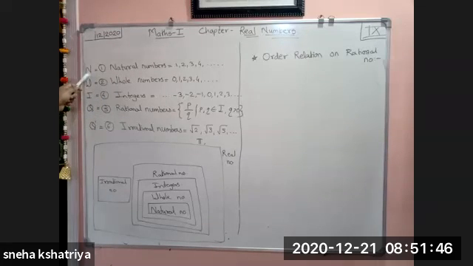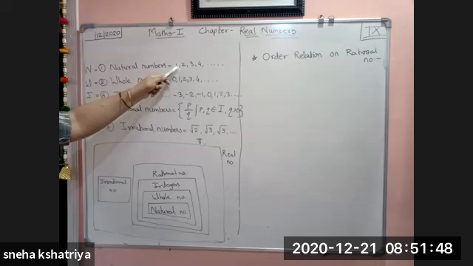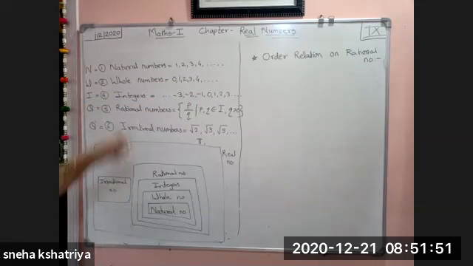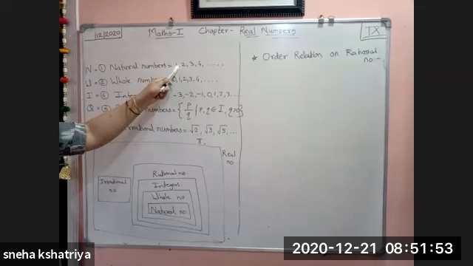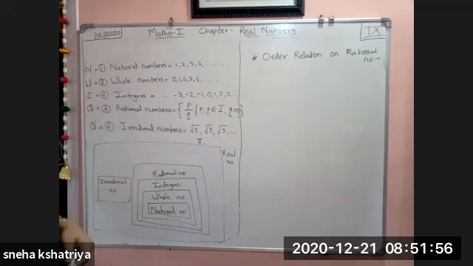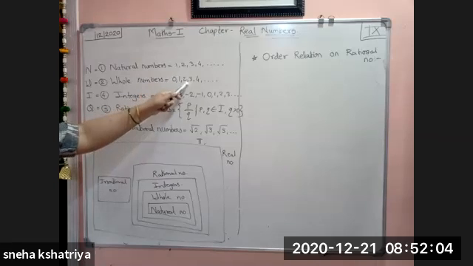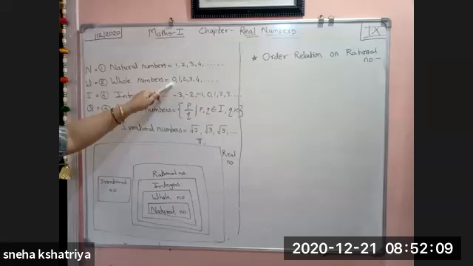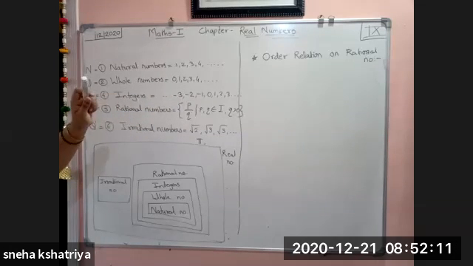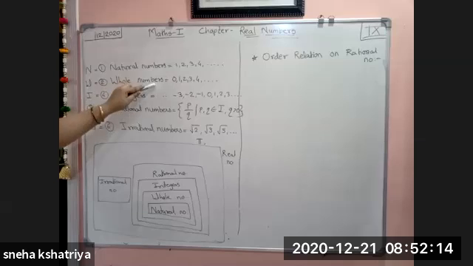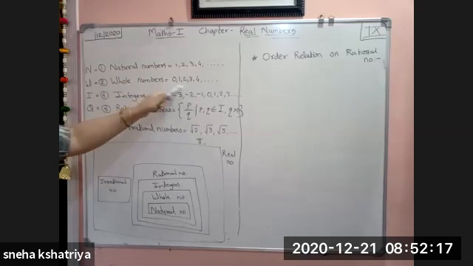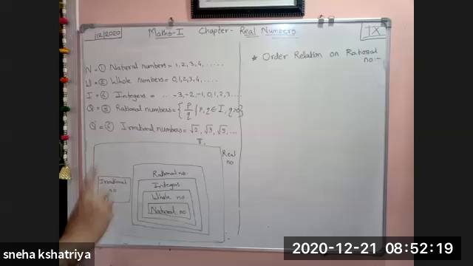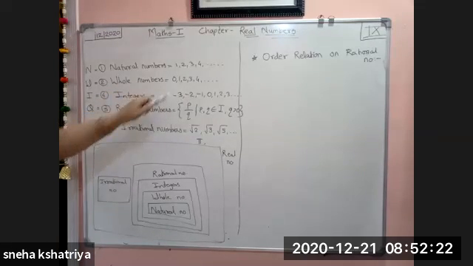Natural numbers are denoted by capital N, and they start with 1, 2, 3, and so on. Natural numbers are those numbers which start with 1, 2, 3, 4, and so on. Second is your whole numbers, denoted by capital W, and they start with 0, 1, 2, 3, 4. Whatever the natural numbers are there, if we add 0, we get the set of whole numbers. Only one number is more in whole numbers, that is 0.